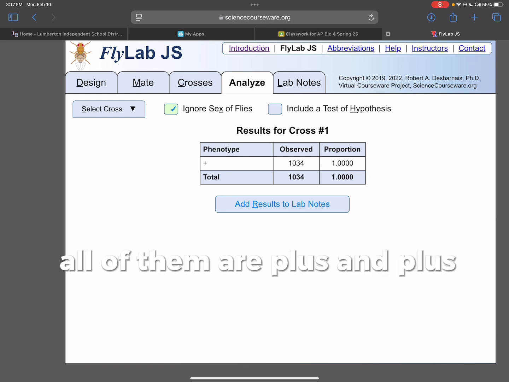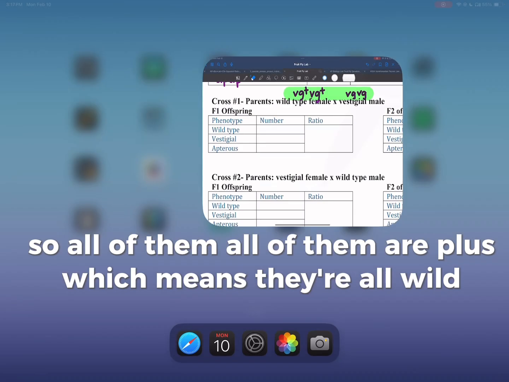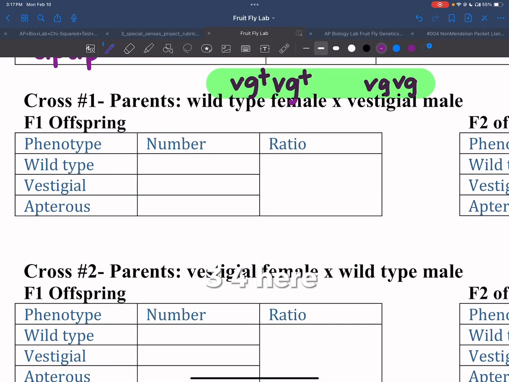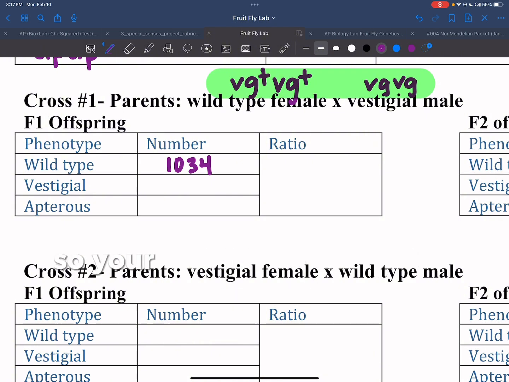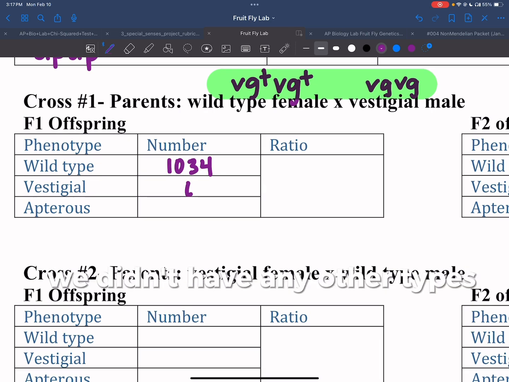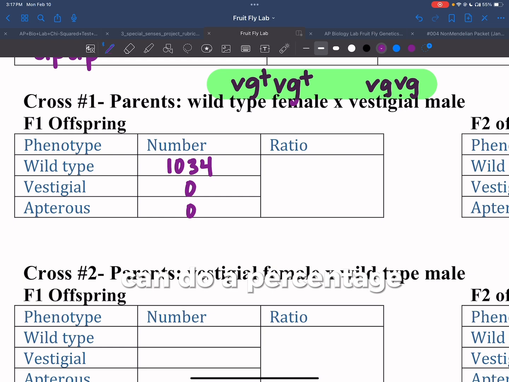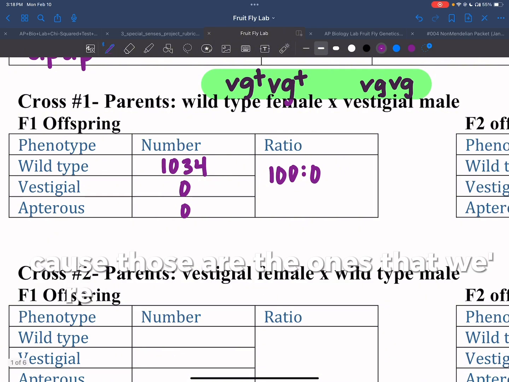All of them are plus, and plus means wild type. So let's look at our paper. So all of them are plus, which means they're all wild type. I forgot what the number was, so I'm going back. My apologies. 1034. Okay, and I'm going to write that 1034 here. If you did it on your own, you're going to get a different number. If you want to keep my number for this first cross, then that's fine. But you should not have identical numbers to your partner because you're running this yourself. You should have different numbers, so your values will be slightly different and your results will be slightly different. And so just keep that in mind. We didn't have any other types, so we have 0 for this. And you can look at the proportion here, or you can do a percentage. So if we're doing a percentage, that would be 100 to 0. 100% wild type, to 0 vestigial because those are the ones that we're looking at right here.